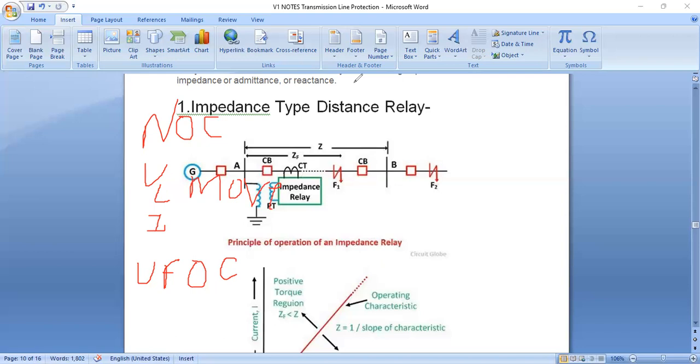I think this meeting has only one minute left. So the working of the impedance type distance relay will be discussed in the next lecture.